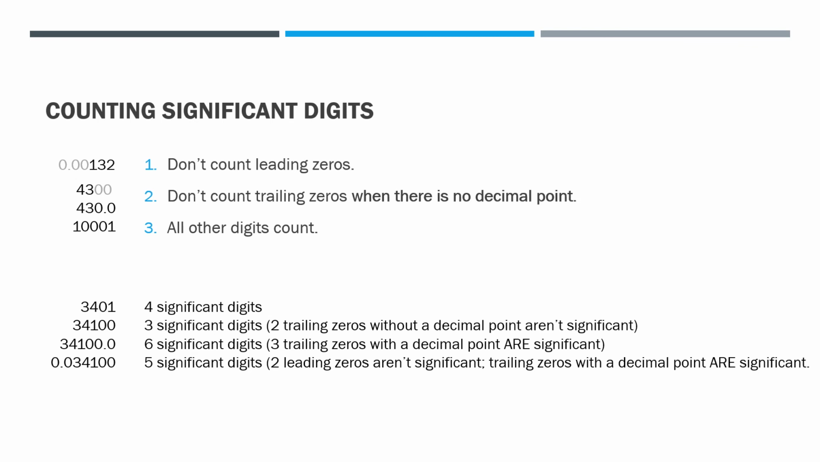Now you try it. You should know these 3 rules, and you should be able to count significant digits in a measurement.